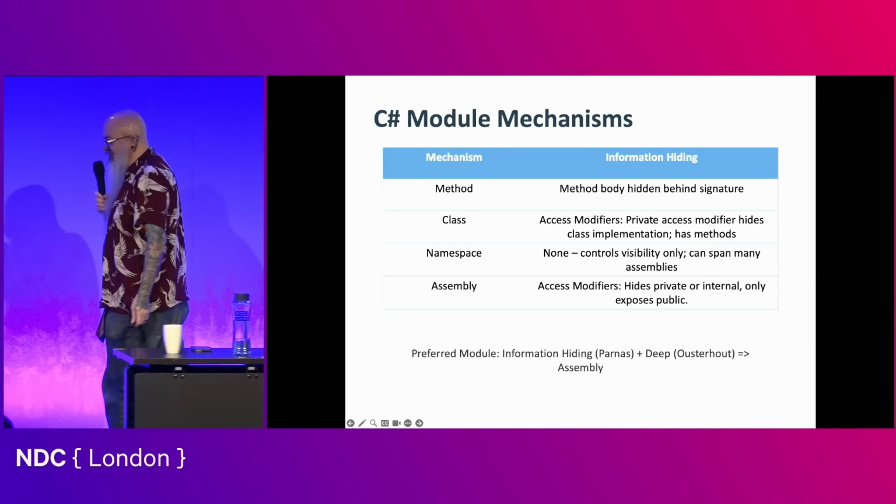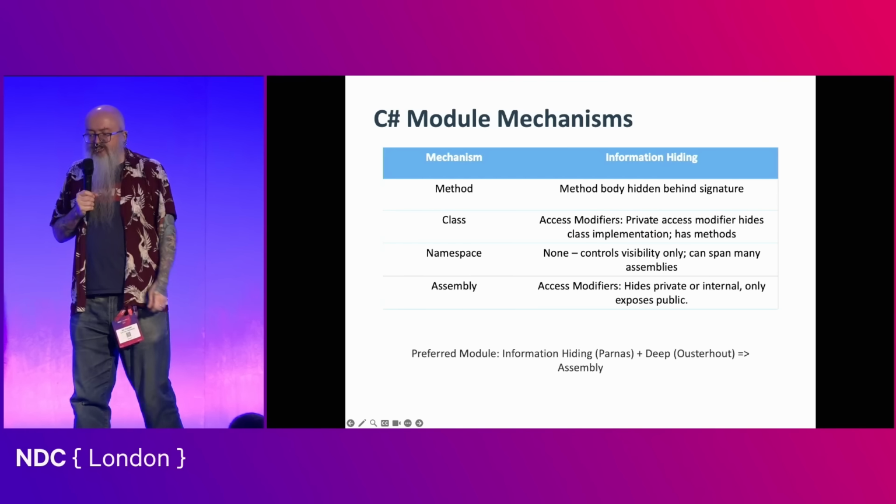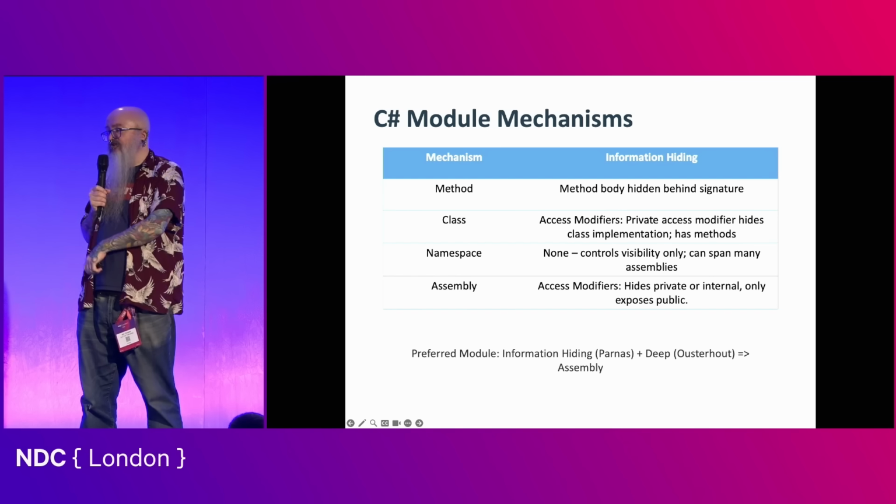Assemblies, which tend to be underused, are a key mechanism for modularity because they hide things that are private or internal and they expose things that are public.